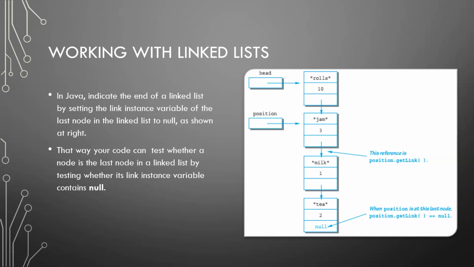This is the way that our code can test whether a node is at the last node in the linked list: by simply testing whether its link instance variable is null. So if it contains null, that's the end of the list.